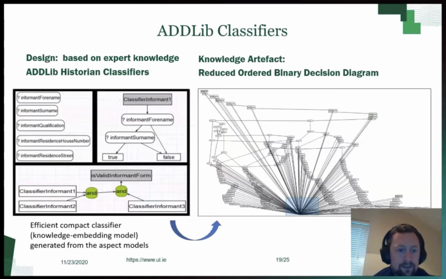ADD-lib classifiers. These are developed in the ADD-lib, in which we have predicates, which are then composed into binary decision diagrams, and these decision diagrams are then composed into classifiers, and we have a classifier for each individual page on the historical web application. These classifiers are then compiled to generate Java code in which reduced ordered binary decision diagrams are then automatically generated.